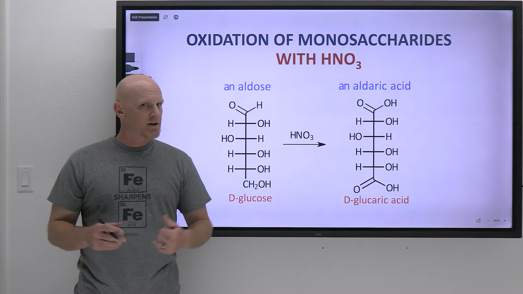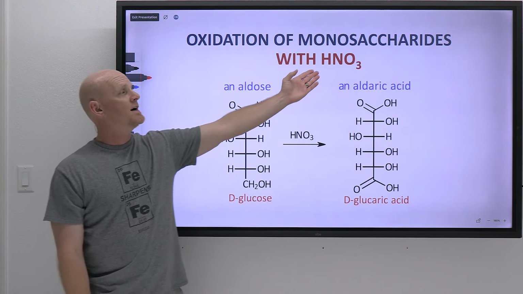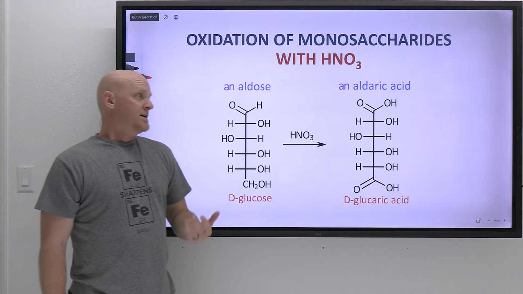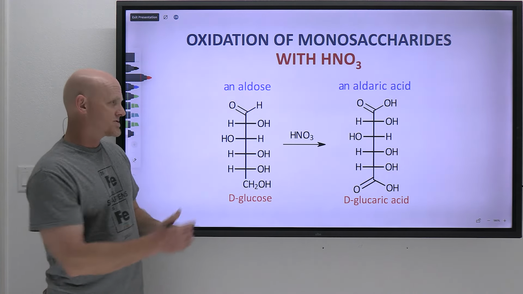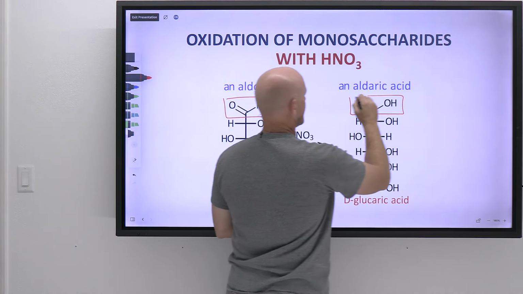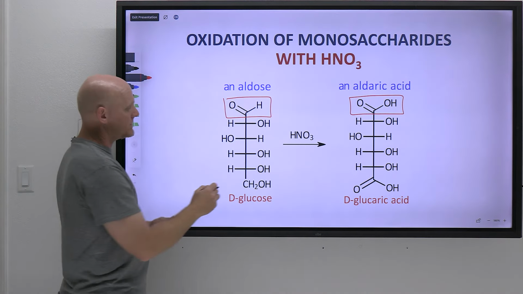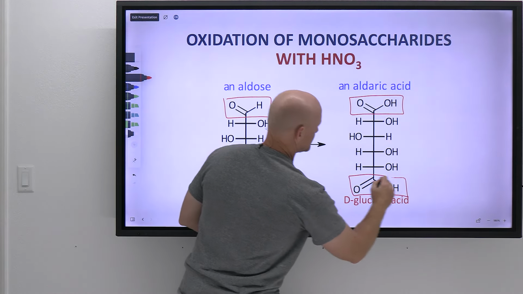Now we've got one more oxidation to take a look at. That's with a stronger oxidizing agent than any we've looked at before, and that's nitric acid in this case. So we're going to get a similar reaction, but with one additional reaction that's possible. We're still going to oxidize aldehydes to carboxylic acids. But additionally, we're also going to oxidize primary alcohols to carboxylic acids as well.